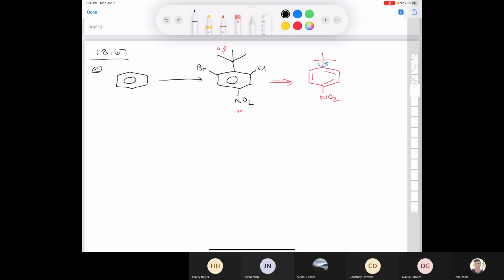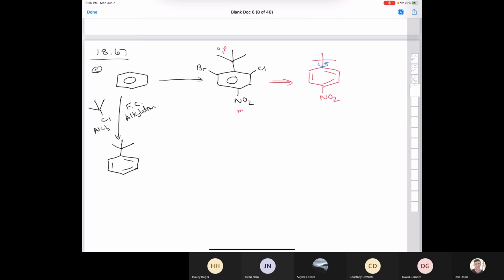So now I think the question becomes a lot easier, right? We're going to treat this with tert-butyl chloride and aluminum chloride. This is just a Friedel-Crafts alkylation. Okay, we went over this last class on Friday, I believe. There we go. And that gives us tert-butyl benzene, this compound.